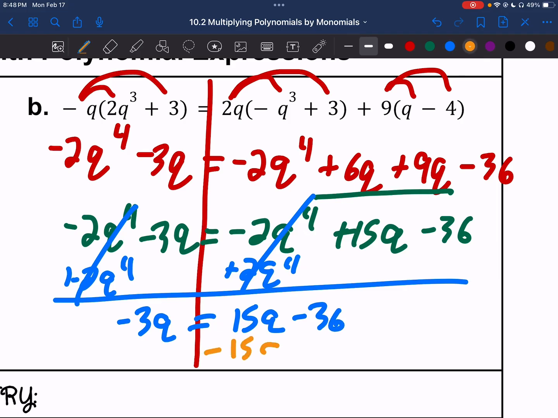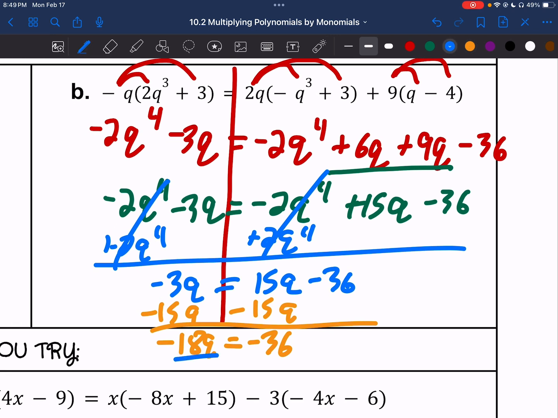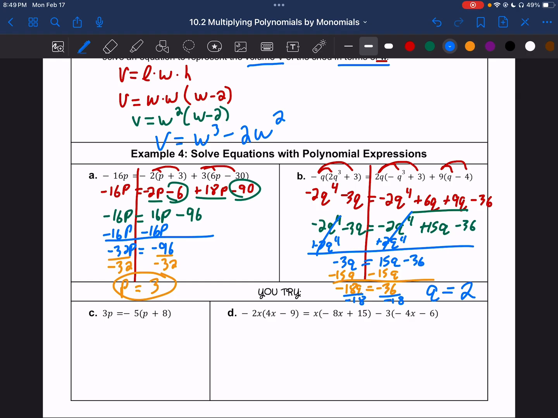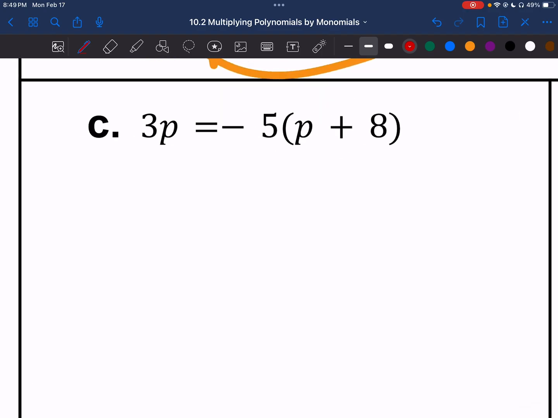Subtract 15q from both sides, and we get negative 18q equals negative 36. And then we divide by negative 18. And then q is going to be equal to 2. All right. Your last two problems of the day, go ahead and try the two you try problems. If you have, then come back and check your work against mine.